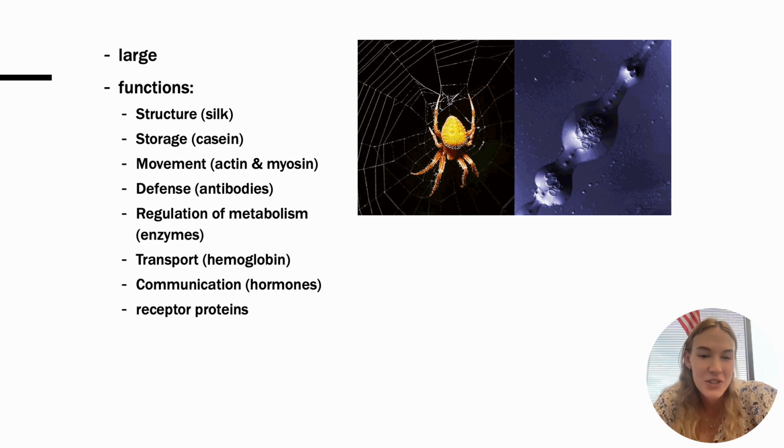So they are important for structure, storage, movement, defense. Our antibodies are proteins. They regulate our metabolism. They regulate transport, communication, and there are receptor proteins. So very, very, very important. You can't get away from these. These are going to be underscoring basically all of biology.